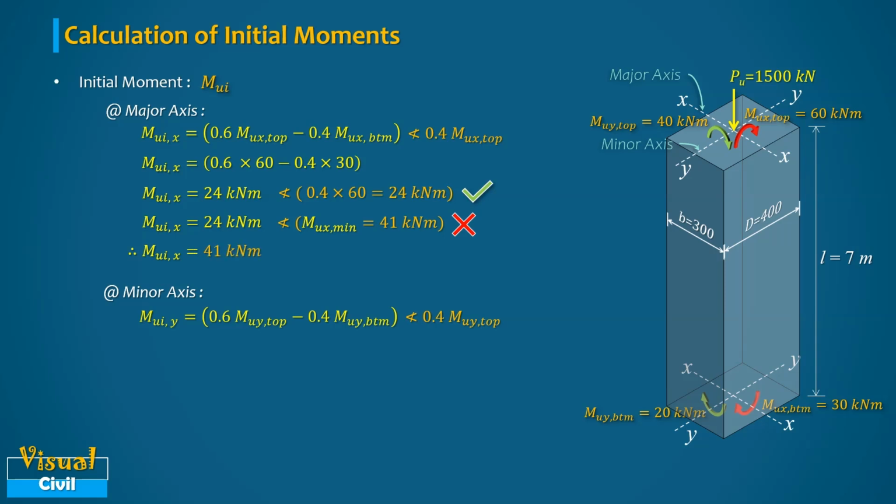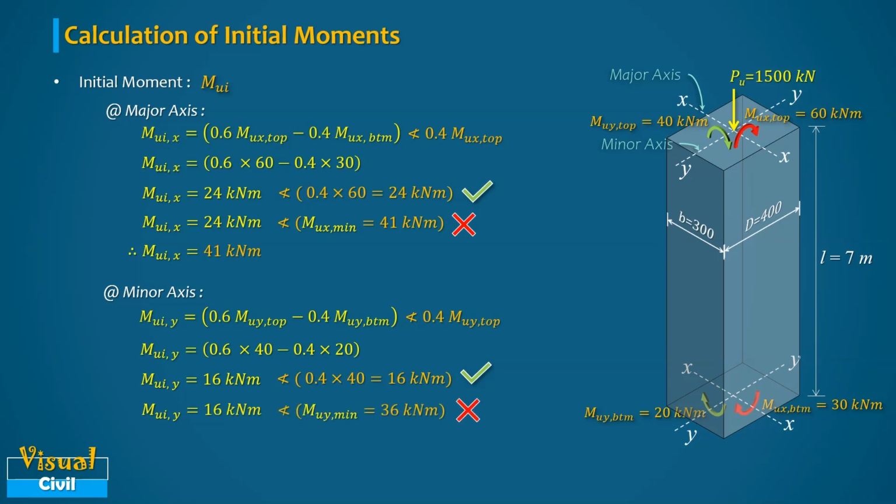Similarly, we get the value of initial moment about the y-axis equal to 16 kilonewton meter. This value is also less than the moment due to minimum eccentricity. Hence, the initial moment about the y-axis should be equal to 36 kilonewton meter.